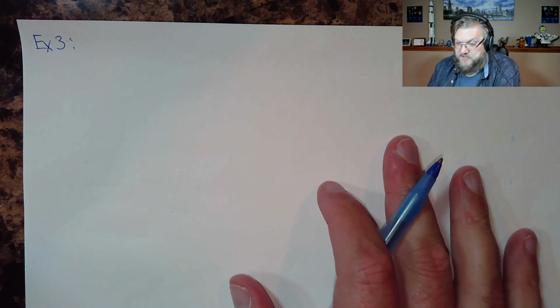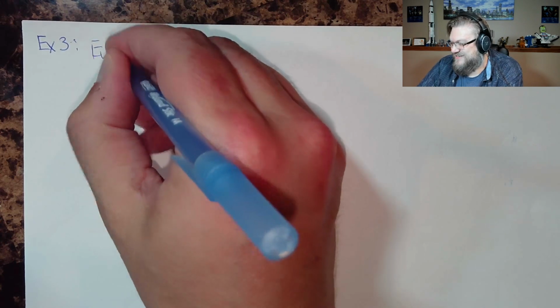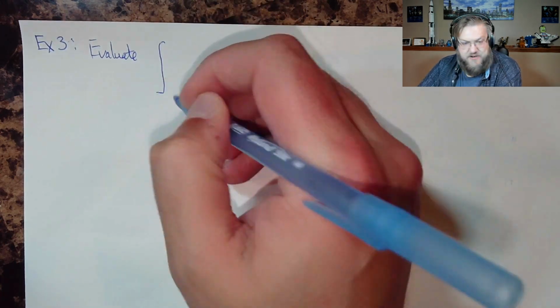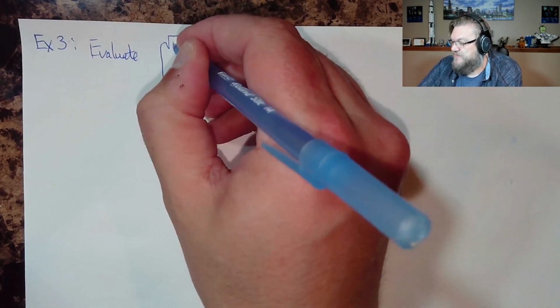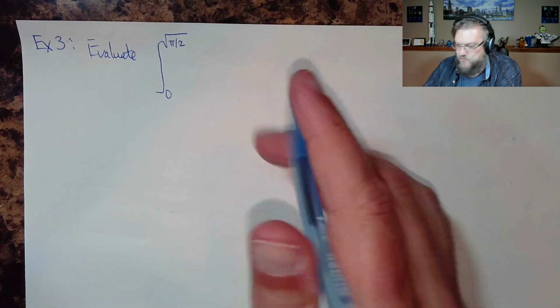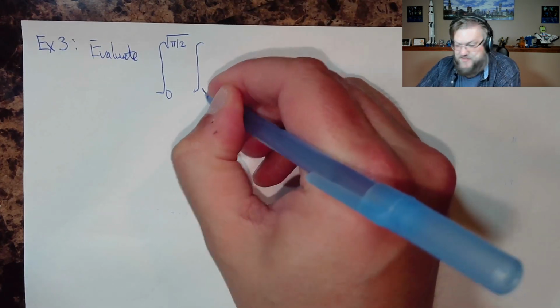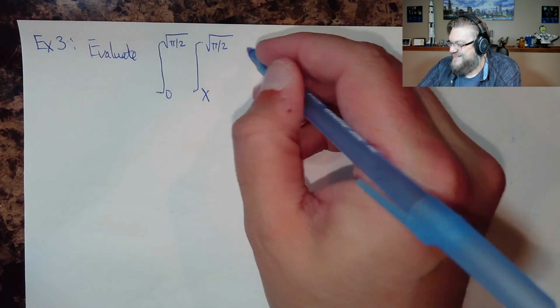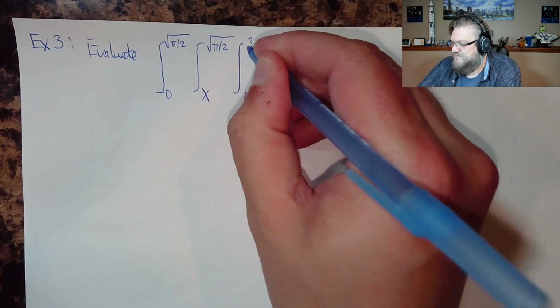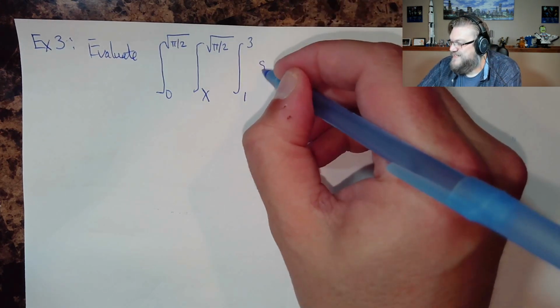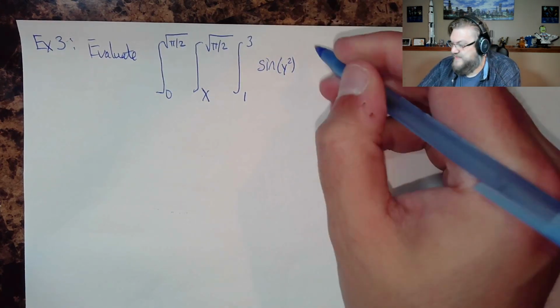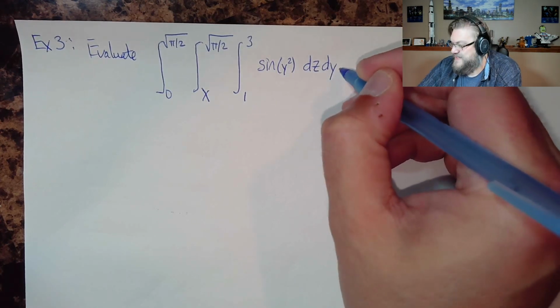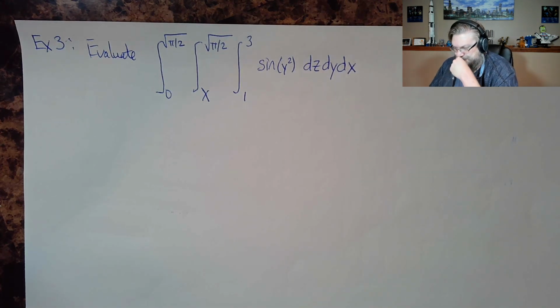Here they set up a triple integral for us, and you should totally be suspicious when they do that. They're like, okay, evaluate the following. The integral from 0 to the square root of pi over 2. I mean, okay, that's weird. Of the integral from x to the square root of pi over 2. What's with the square root of pi over 2? Stop that. Of the integral from 1 to 3. Okay, that seems pretty reasonable. Sine of y squared dz, dy, dx.